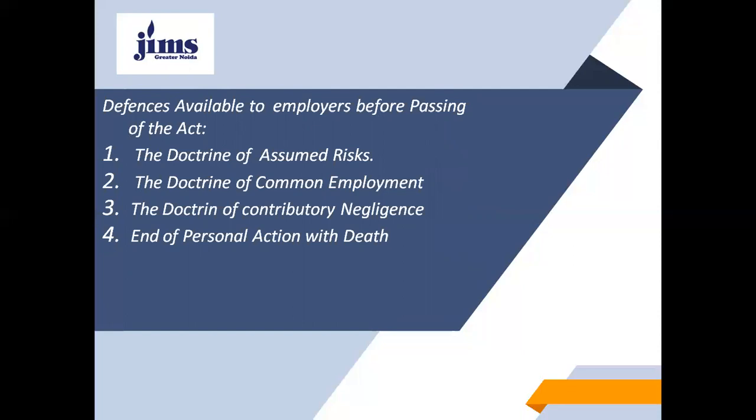The first defense of the employer was the doctrine of assumed risks. The employer used to mention that this doctrine is derived from the rule volenti non fit injuria, which means where there is consent, there is no injury. So the employee has consented to work. The person has voluntarily agreed and consented to take the risk of injury. So why should I pay? He has no remedy in law.